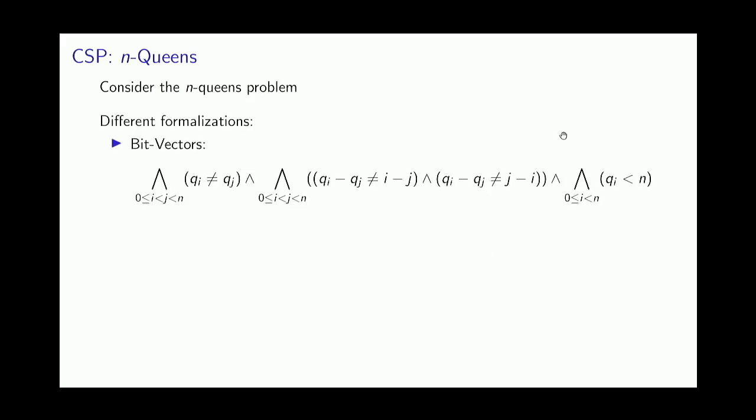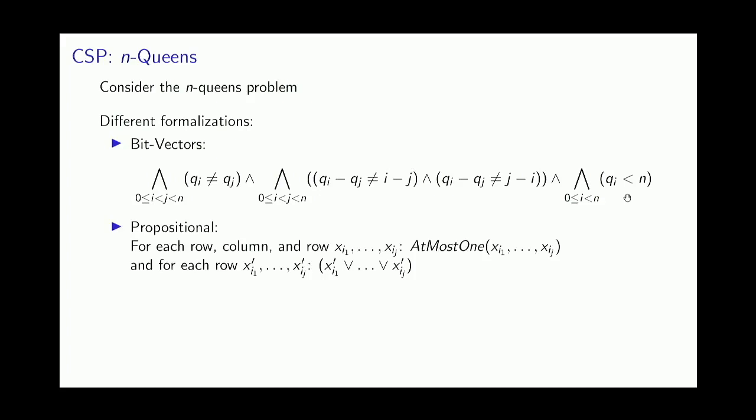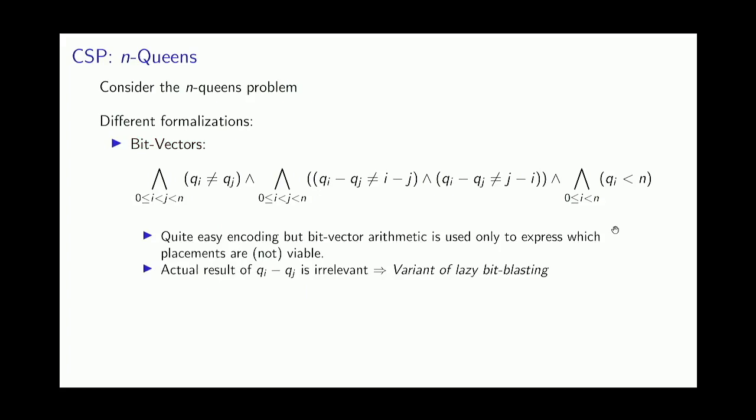There are different formalizations of the problem. I personally like this bit vector encoding, which says that the queen in row I and the queen in row J are not allowed to be in the same column. The same holds for the diagonal, and every queen has, of course, to be on the board. Also very prominent is the propositional encoding of the n-queens problem. I won't discuss it because I don't think it's very illustrative. There are also other encodings which are completely irrelevant for our purpose here. But let's start by looking at the bit vector encoding, which is quite easy to read and to understand.